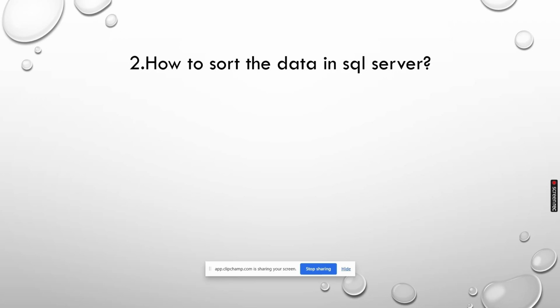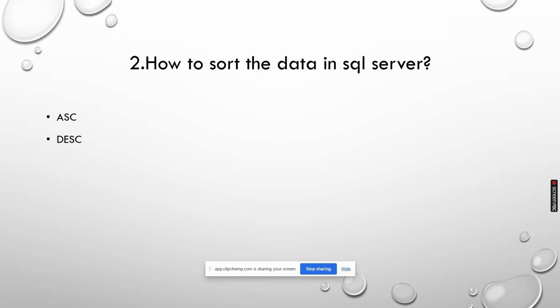How to sort data in SQL Server. So first let me explain. Sorting data is straightforward. You can use the ORDER BY clause in a SELECT statement. You can order the records by using the ascending keyword and the descending keyword.